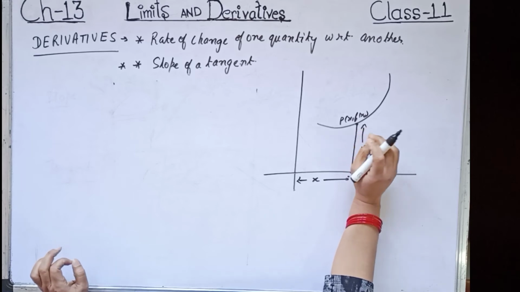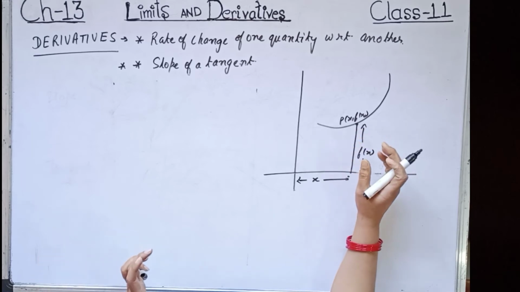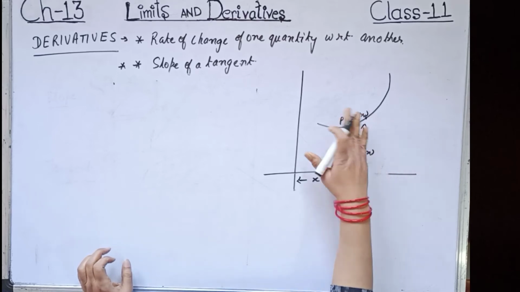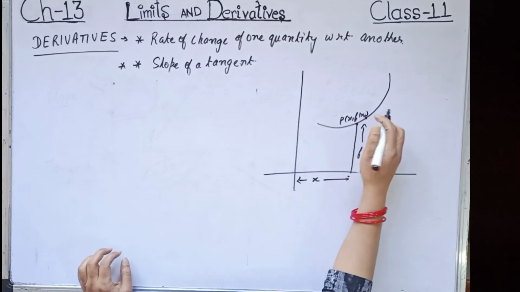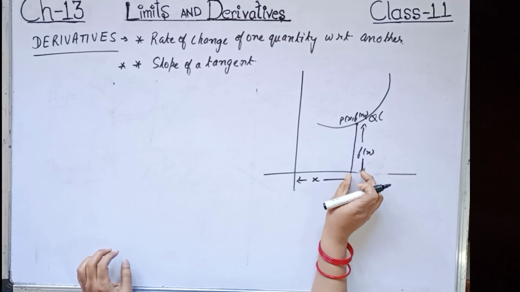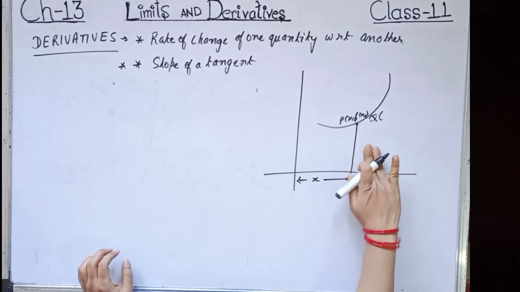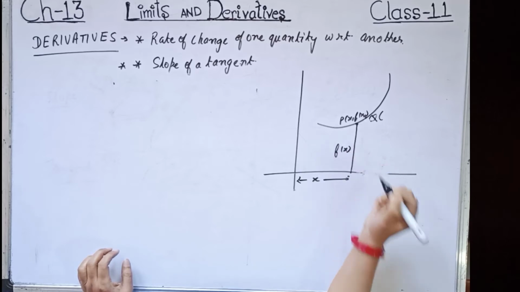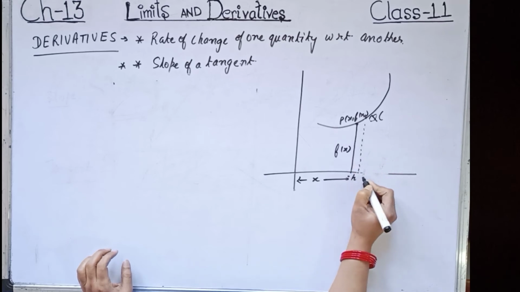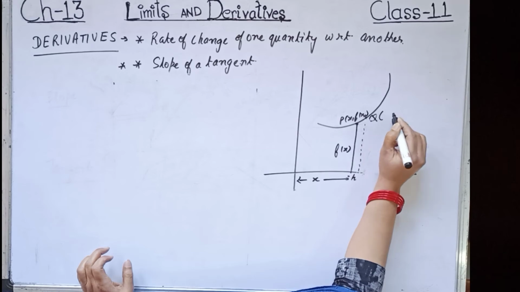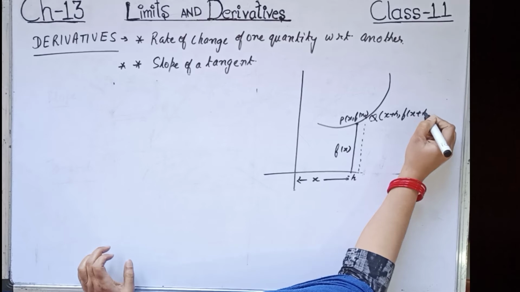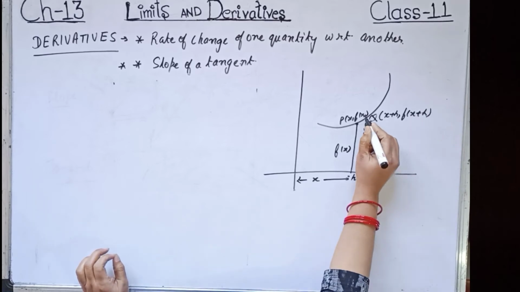Now the point which is an infinitesimally small distance from P and very close to P, we are supposing over here so that you can understand the figure. Let us write it as Q. This distance, which we are taking very small, let us take it as h. So the coordinate of Q we can write as (x plus h), and accordingly the y coordinate is f(x plus h).